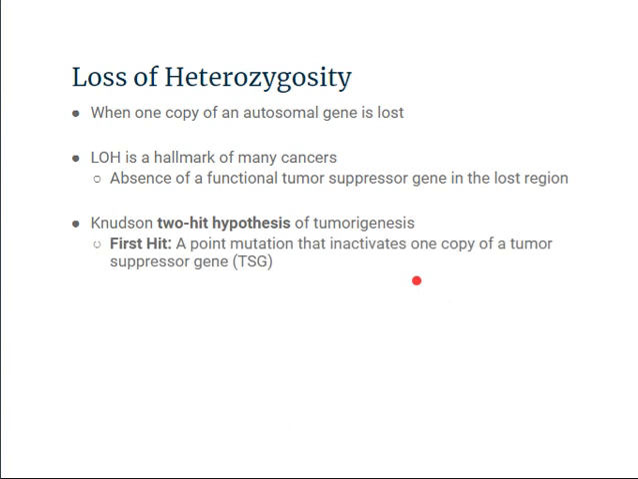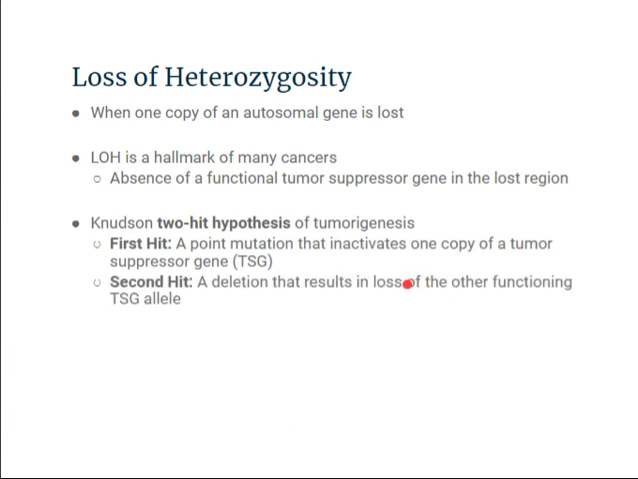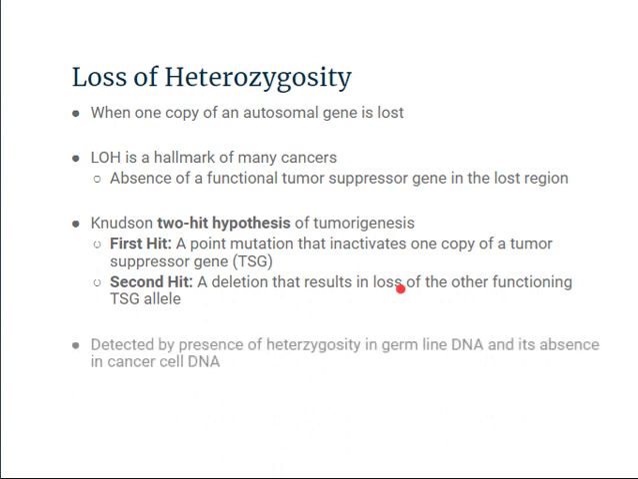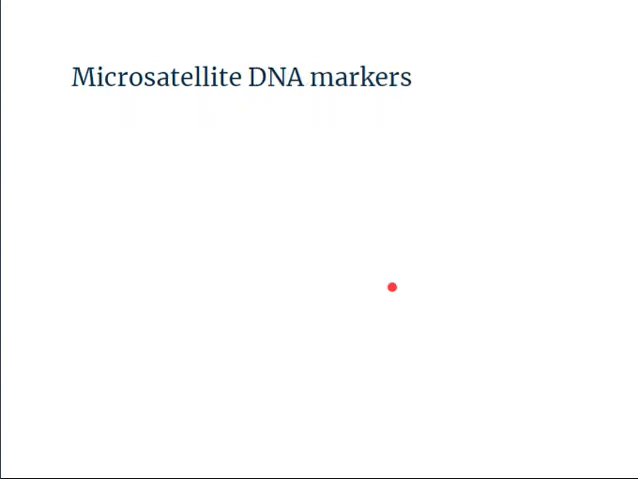So Knudson's two-hit hypothesis is actually based on this phenomenon, where the first mutation may shut off one allele, whereas the second mutation in the other normal allele will totally result in loss of function. This LOH is a hallmark of many cancers and can be detected by PCR-based methods.